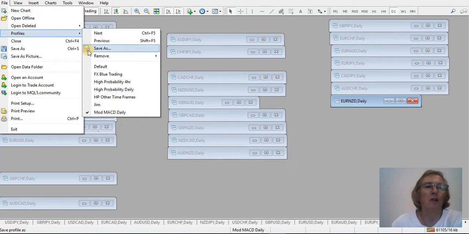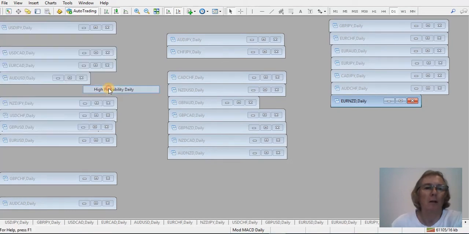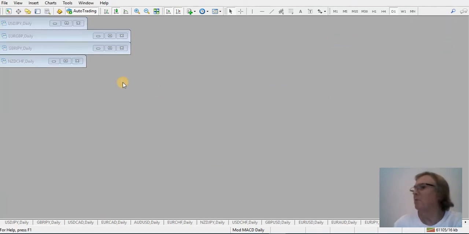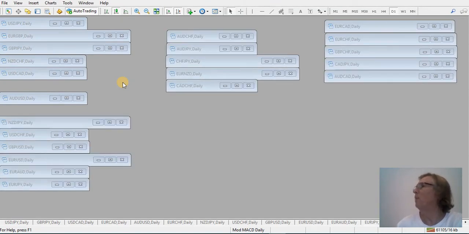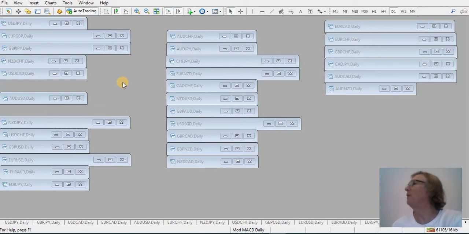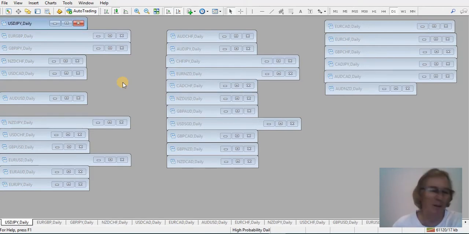So let's quickly scoot over to the high probability daily. I'm just having a look at my 4-hour high probability charts. I'm really peeved that I closed that Euro CAD for a 20 pip profit when it's now up 120 pips, but that's just the way it is sometimes.